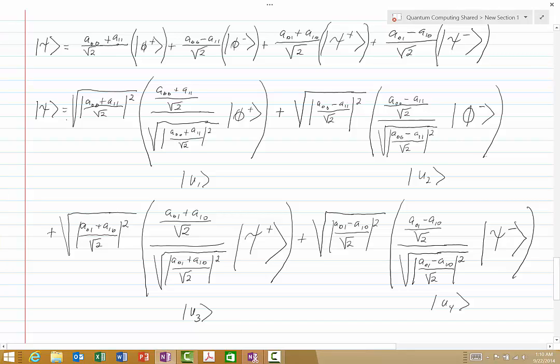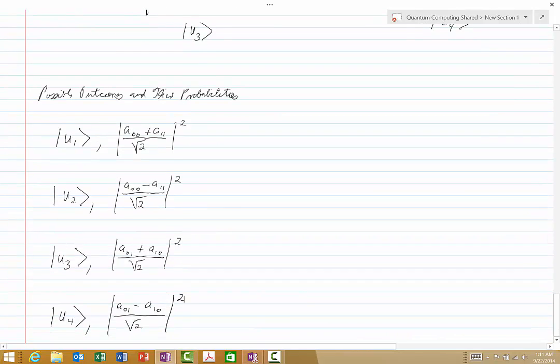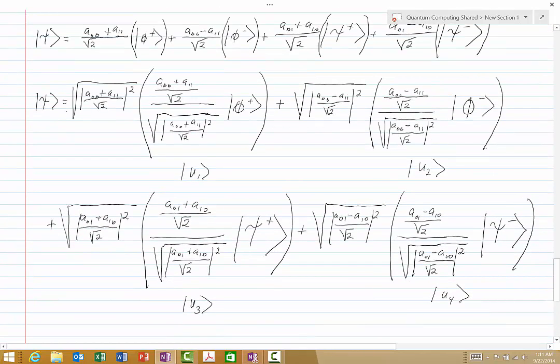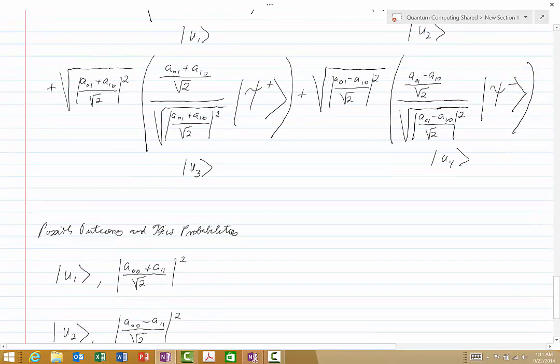So we can identify this as U1, this as U2, this as U3, and this as U4. Those are the four possible outcomes, and the probabilities in each case would just be the square of this term multiplying that particular ket. So square this to get the probability of U1, square this to get the probability of measuring U2, square this to get the probability of measuring U3, and finally square this to get the probability of measuring U4.